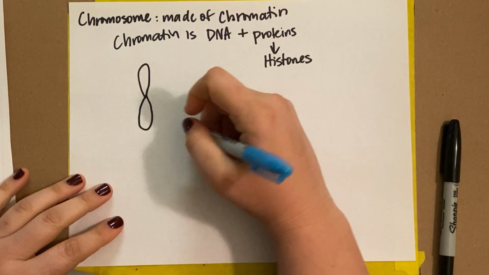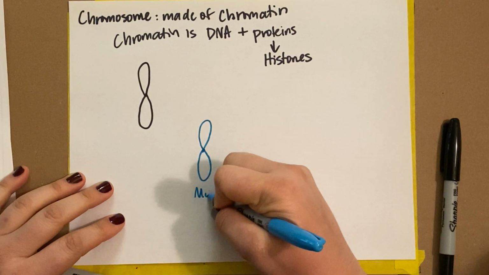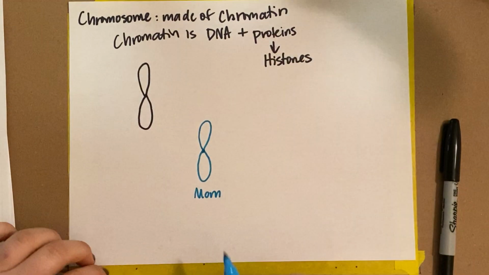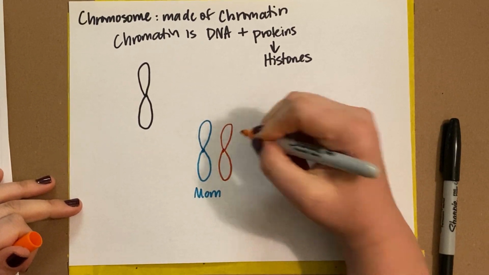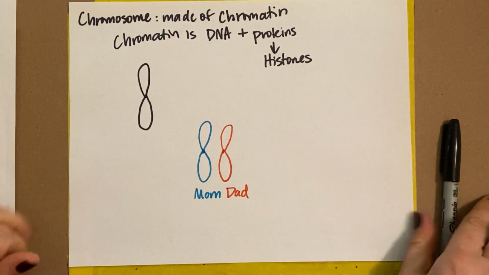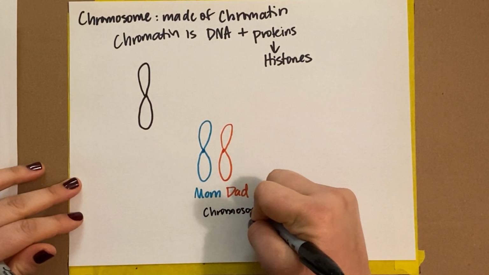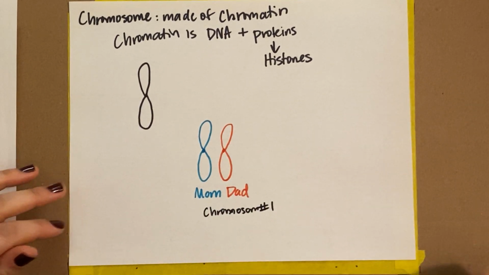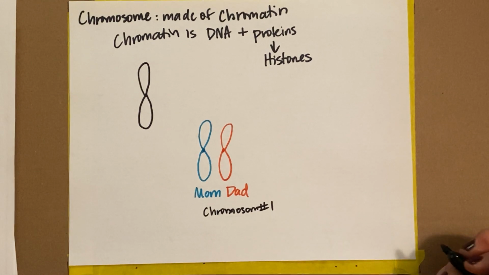If we're talking about just one chromosome, I'm going to draw this. We'll say that this is your mom's chromosome that you got from her, and you have this one, a chromosome you got from your dad. But they're the same chromosome, so we'll say this is chromosome number 1. And you would have chromosome number 2, 3, 4, and you'd always have one from mom and dad.